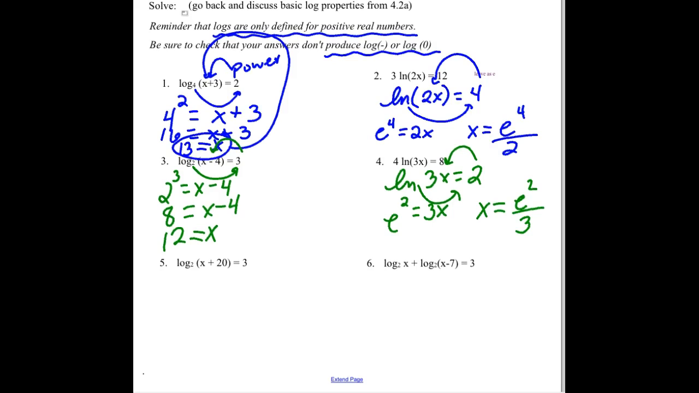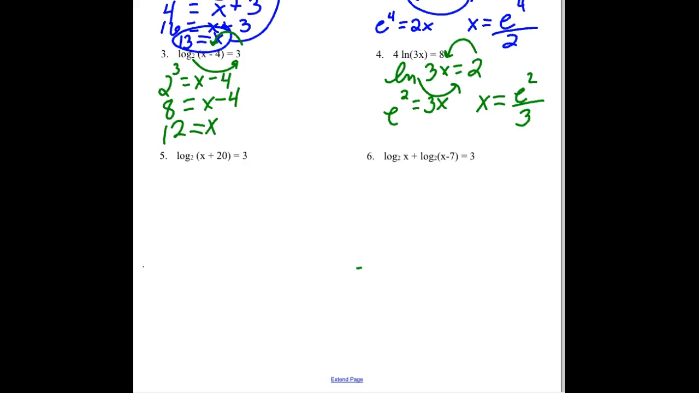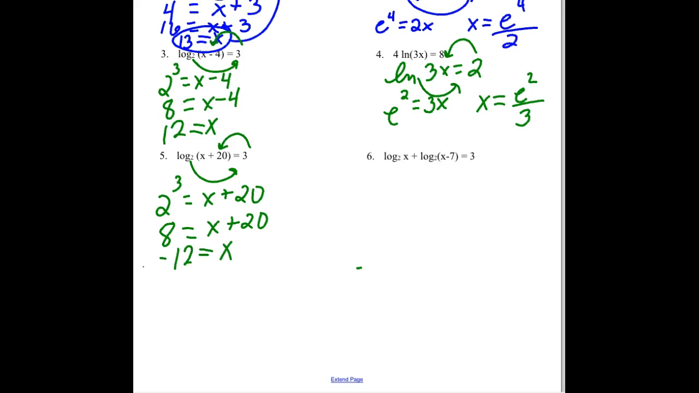Okay, and then question 5. Writing it exponentially, we have 2 to the third being x plus 20. When we solve that, we have x being negative 12. Is that okay? If we put the negative 12 in here for x, negative 12 plus 20 is 8. And that's okay, right? We can take the log of a positive number.